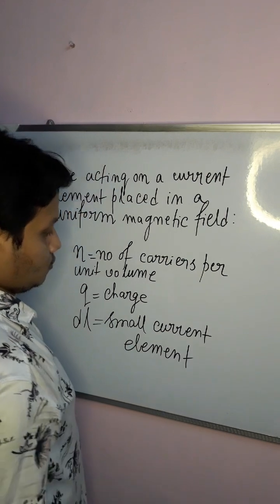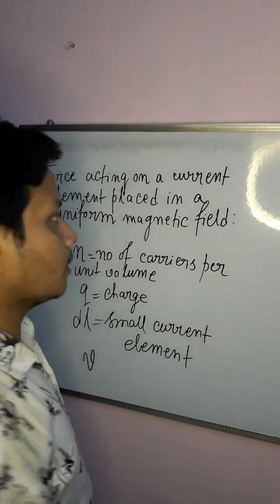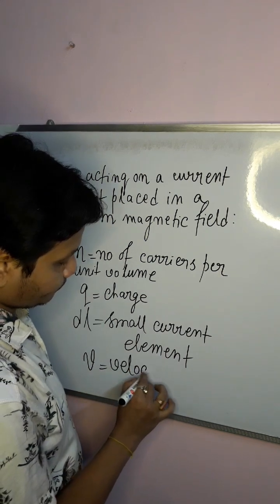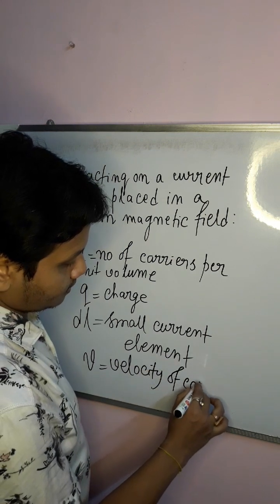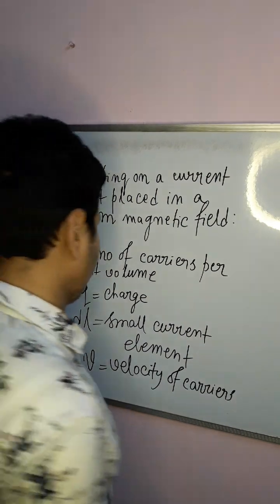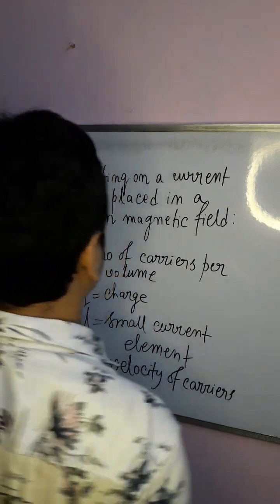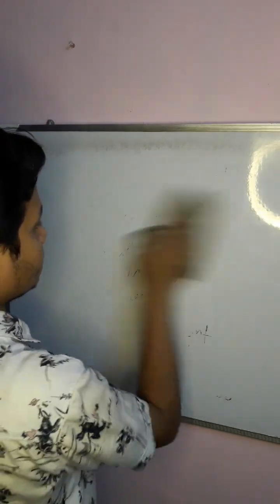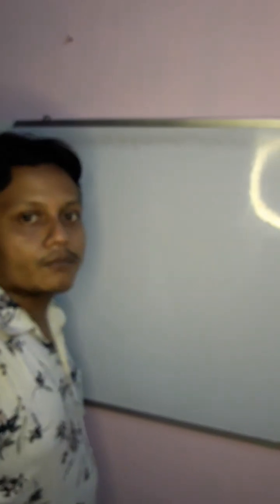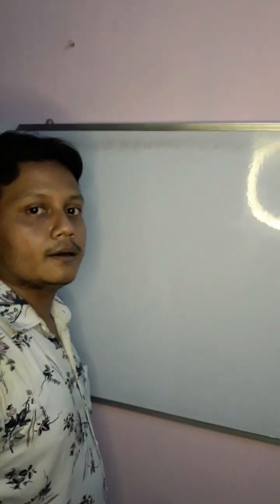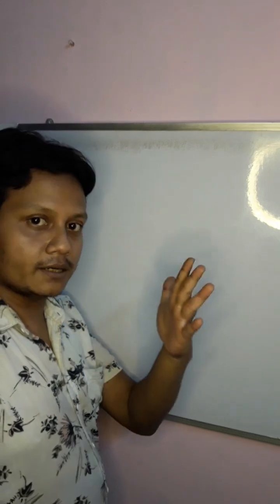Fine, and we assume that all the carriers are moving with uniform velocity, that is say v, velocity of carriers. For simplicity we assume that all the carriers move with uniform velocity. These things we imagine. Now if we assume that the current is due to the drift of positive charge carriers only, I told previously that the direction of current is the direction of the flow of the positive charge carriers.